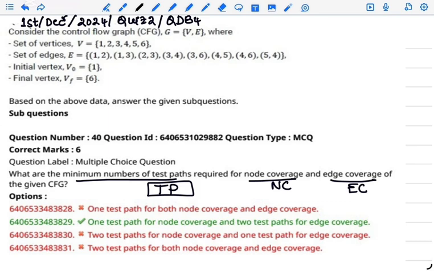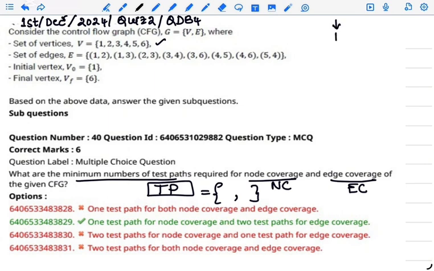So what is meant by node coverage? Node coverage means it includes the test paths that cover all the nodes. So what are the nodes? 1, 2, 3, 4, 5, 6. The test paths are a group or set of test paths. It can be a single or multiple test paths also. It covers all the nodes in the control flow graph 1 to 6, and all the edges given in the edges set capital E. Okay, first we draw the control flow graph.